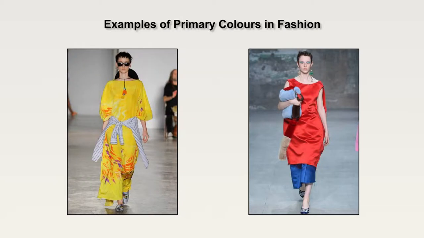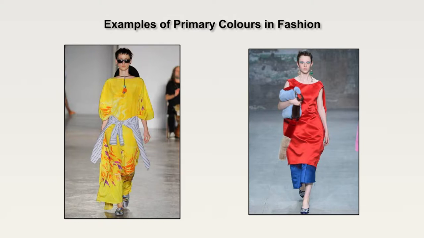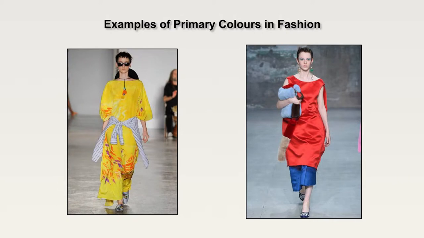Examples of primary colors in fashion. Let us have a look at examples of primary colors in fashion. The Spring-Summer 2018 catwalks show a bold array of paintbox brights during the Milan Fashion Week. The picture on the left shows yellow at the maximum in combination with red and other hues. On the right is a combination of red and blue, which are again primary colors.